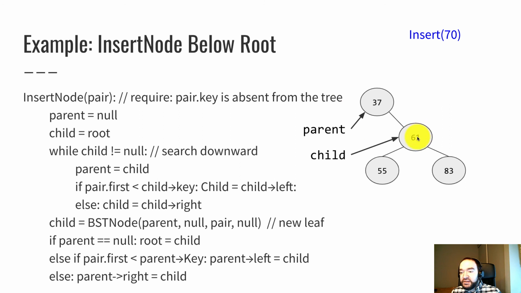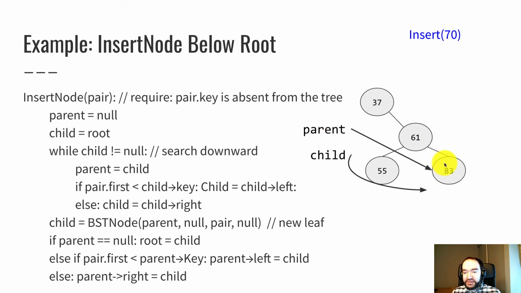This repeats. 70 is greater than 61, so the child pointer is going to go right, and the parent pointer shifts down 1 level. So now child points at 83. We need to do one more iteration. 70 is less than 83, so the child pointer will follow the left child pointer of 83 to a null. So child is pointing at null now, and parent is pointing at 83.